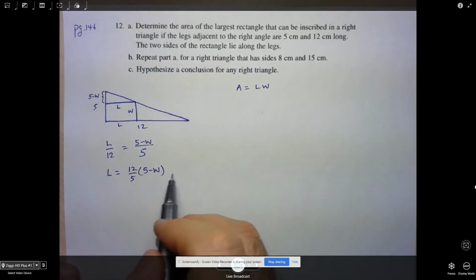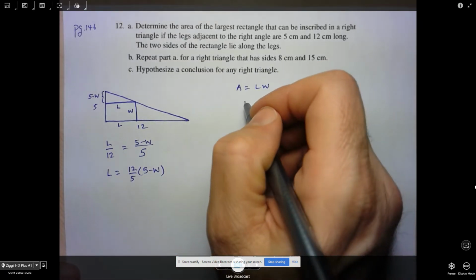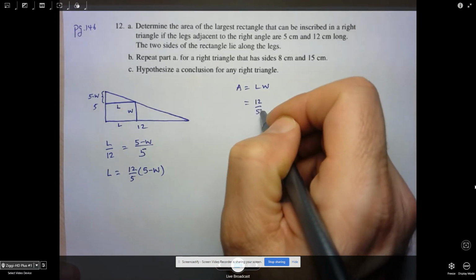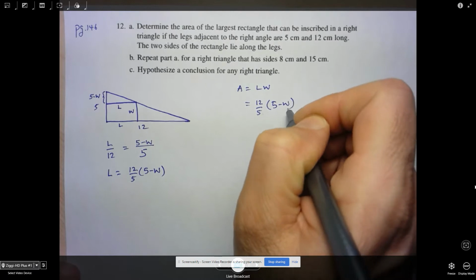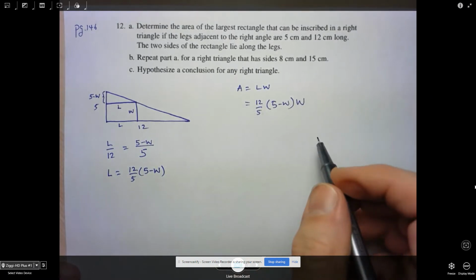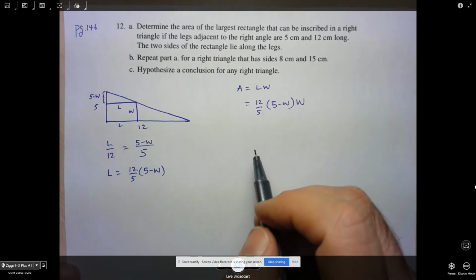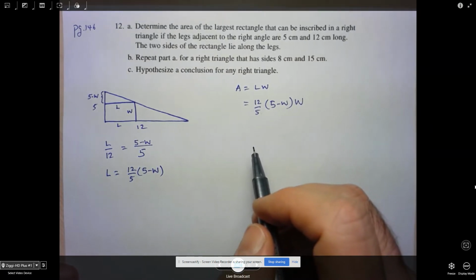Now I can take this and input it into my equation, and I'm going to end up with only one variable. L can be written as 12 over 5 times 5 minus W, and then times the width of W. Not only do I have a nice equation, it's quadratic. So I know showing that it has a maximum is going to be really easy.